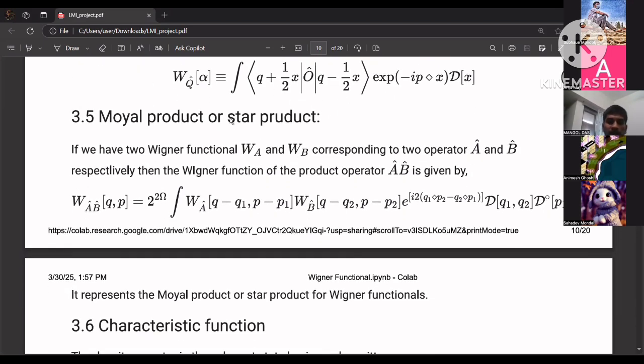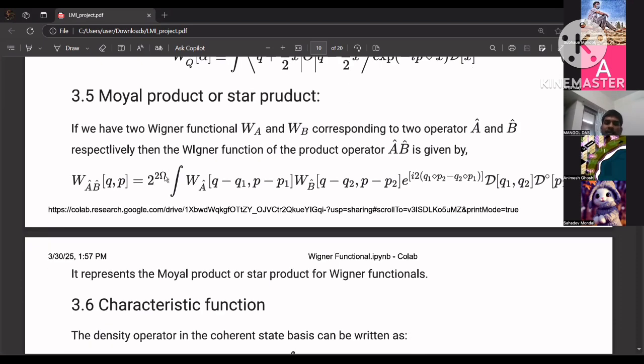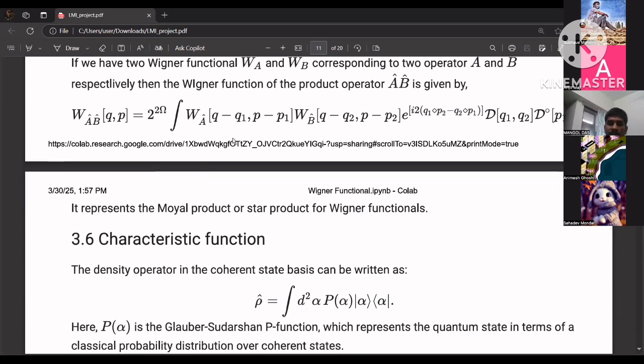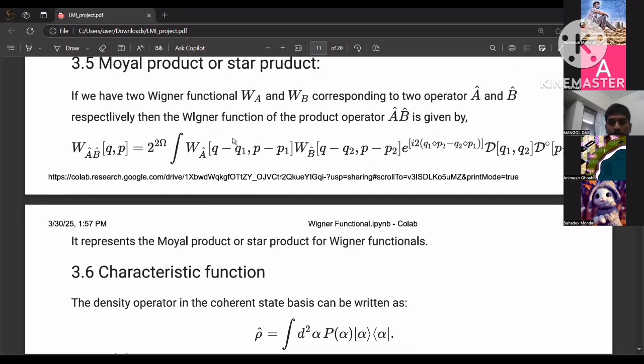Now, what is the star product? Let's say we have two operators A and B, and the Wigner functionals for them are WA and WB. The star product gives us the Wigner function for the product operator, like A and B. It's given by this definition, W of AB, Q and P, is given by this equation. From this equation we can calculate the Wigner function for the product operator.